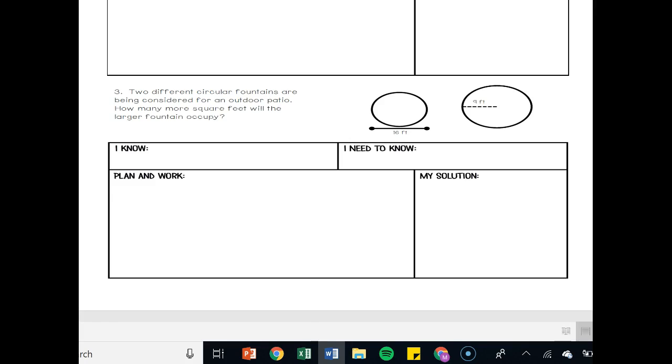It says how many more square feet? Square feet. Hello, area. Will the larger fountain occupy than the smaller? So you might have to do some, even though one circle looks bigger than the other, I don't know. You might have to do some math with them, right? Maybe find the area of one, maybe find the area of the other, figure out how much bigger one is than the other. That's it.